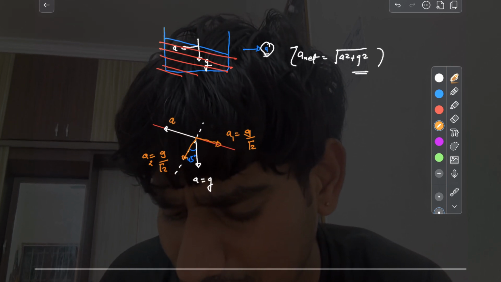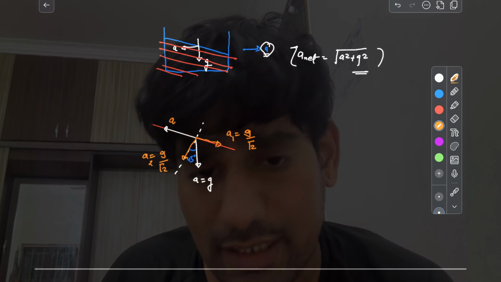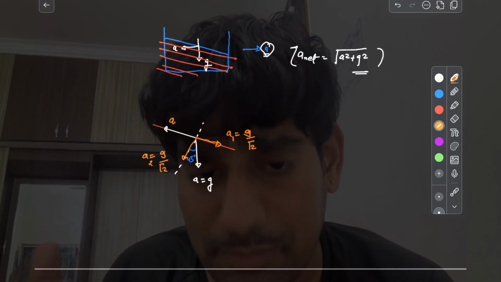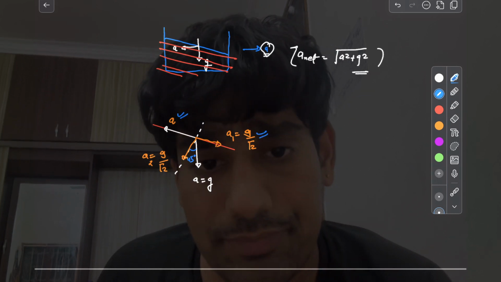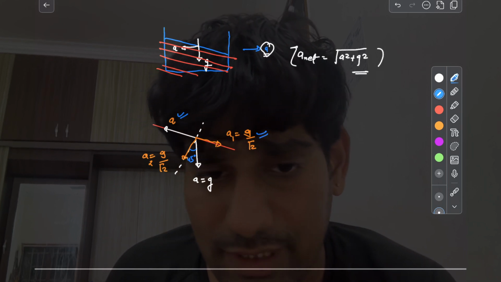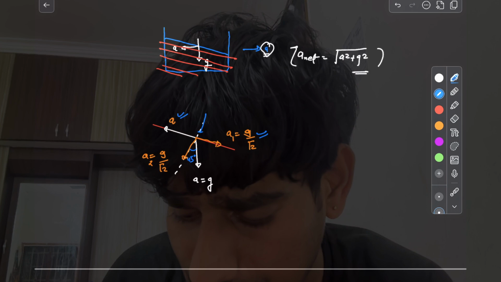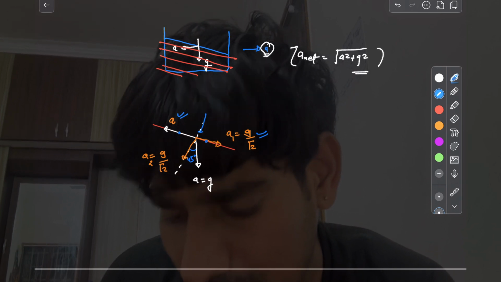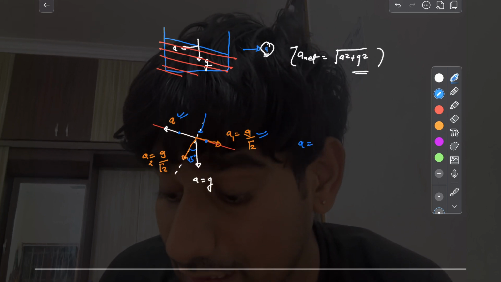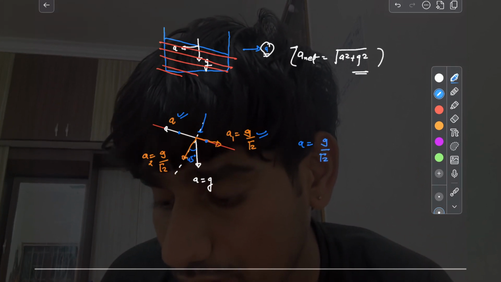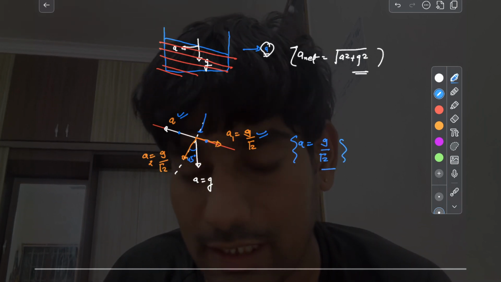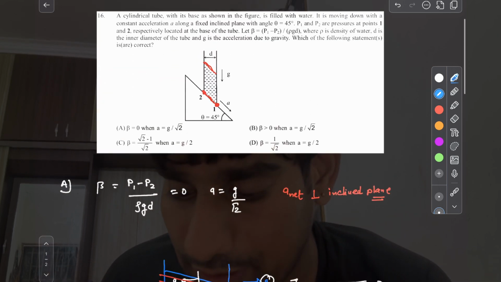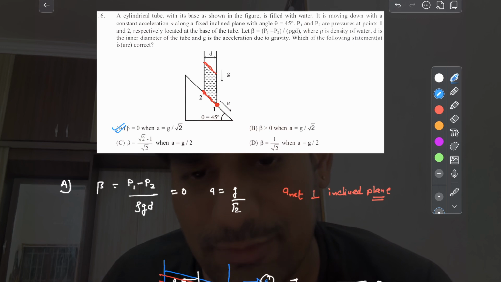Now there is the acceleration a, which is the acceleration of the container, and the opposite of that is going to create the pressure variation. If this acceleration and this acceleration become equal, then there will not be any pressure variation in this direction, and the net acceleration will become perpendicular to the plane, and that is why this will become an equipressure line. It means a should be equal to g by root 2 if we want this surface, or equipressure line, to be parallel to the inclined plane. So that is why the first option is correct, and naturally when the first option is correct, the second option is incorrect.